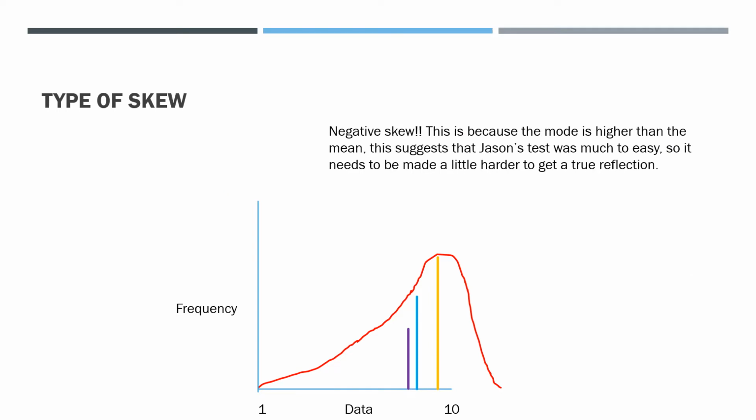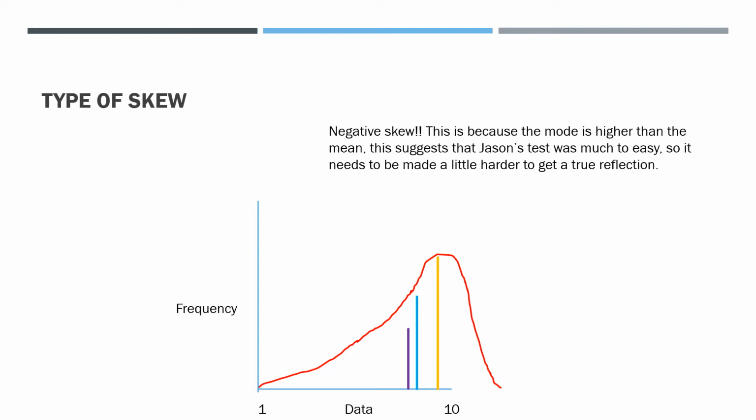That's all the examiner wants, so it's a negative skew. You will be asked in a skew type question, what does this mean for the data or the experiment? So you'd have to justify it. It's a negative skew because the mode is higher than the mean, and this suggests that Jason's test was much too easy. So it needs to be made a little harder to get a true reflection of data.